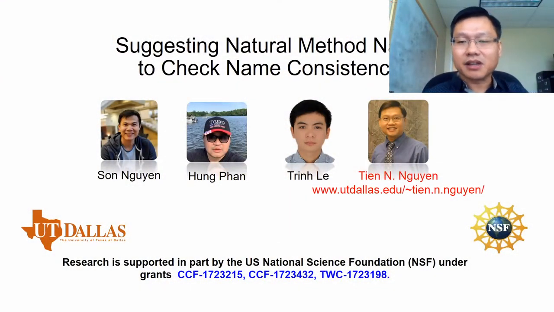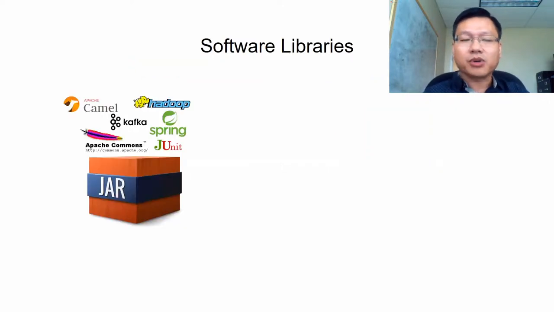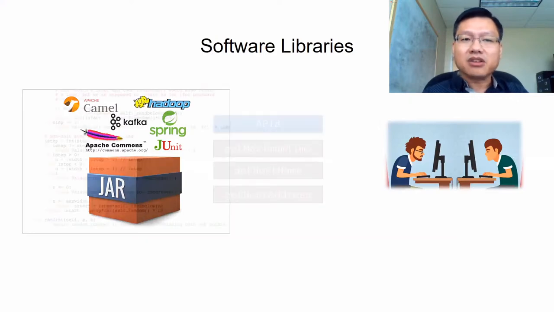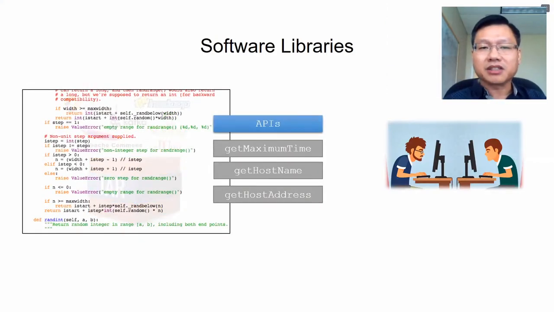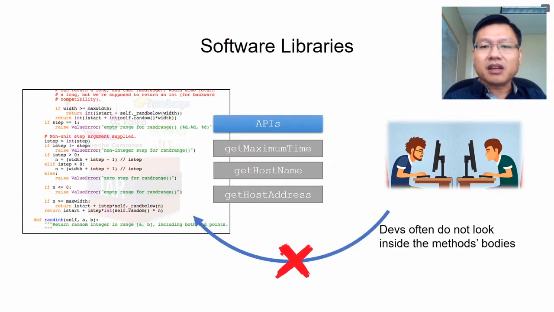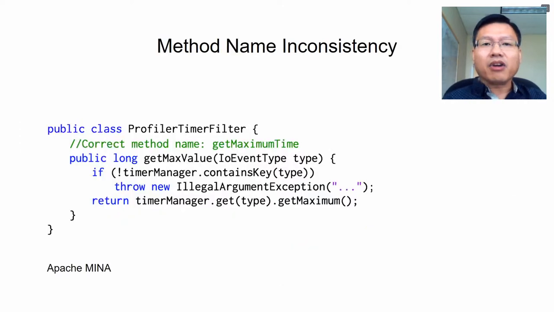My name is Tin Nguyen, and I'm from University of Texas at Dallas, and I'm happy to be here today to present our research work on suggesting natural method names to check name consistency. First of all, I would like to start with software libraries. As you know, today our software is built on top of software libraries, and developers use application programming interfaces, APIs, to access the libraries. They often do not look inside the methods and only look at the name of the API to assess the functionality of the libraries.